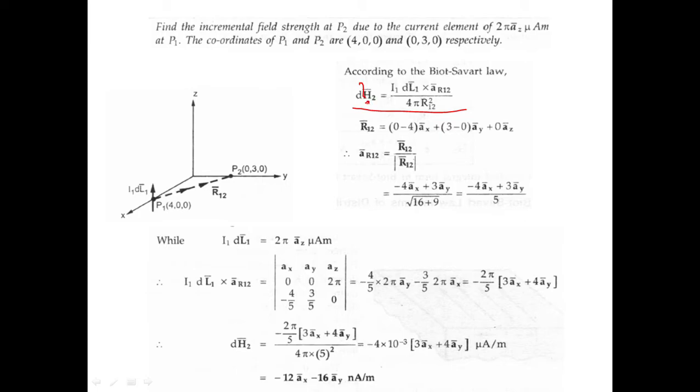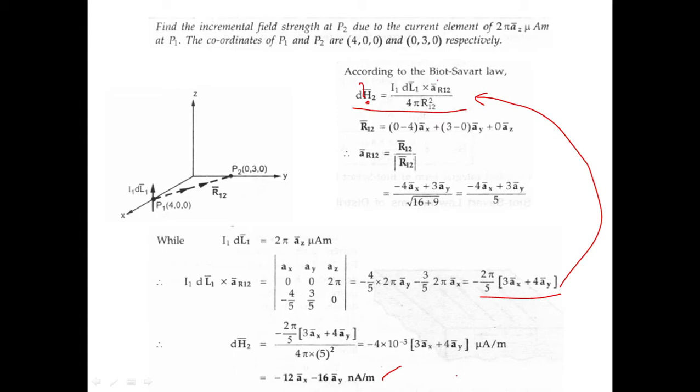DH2 we have to find, right? So we need to know what is IDL1 cross this unit vector AR12. When you find the cross product of these two, you will get this equation, and then directly substituting in this formula, we get the answer like this. So going to the next problem.